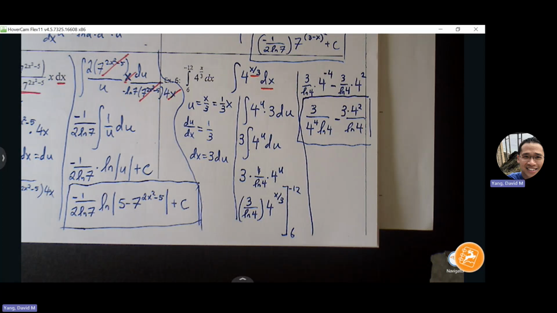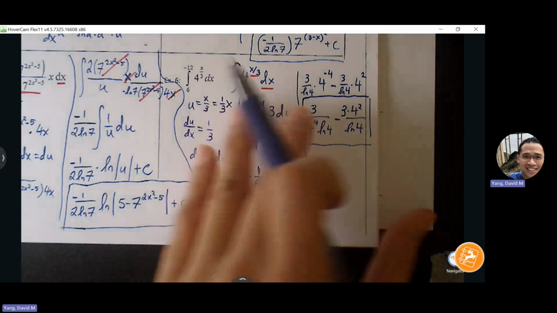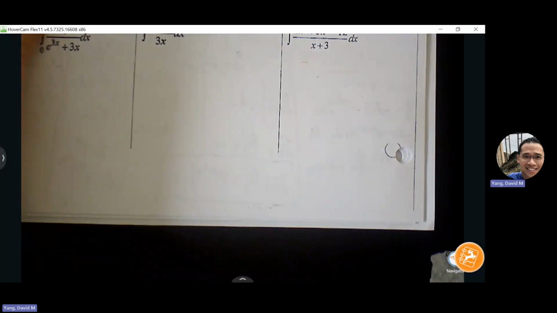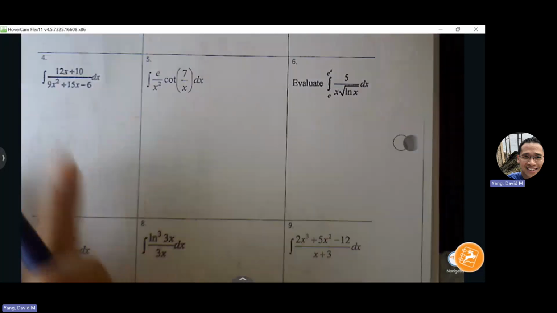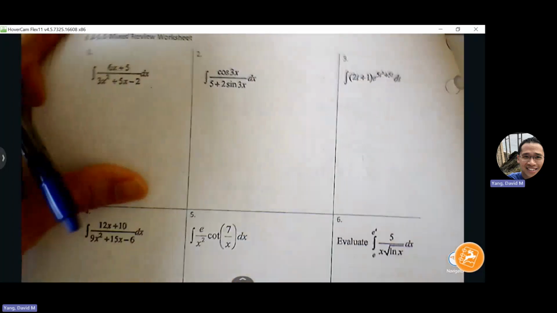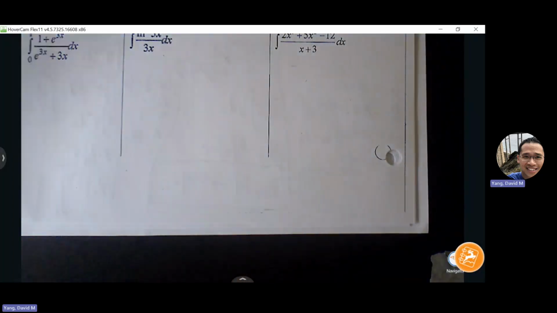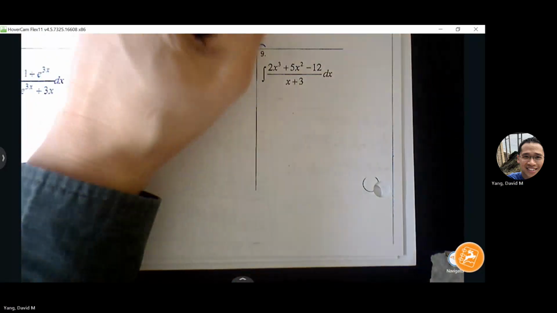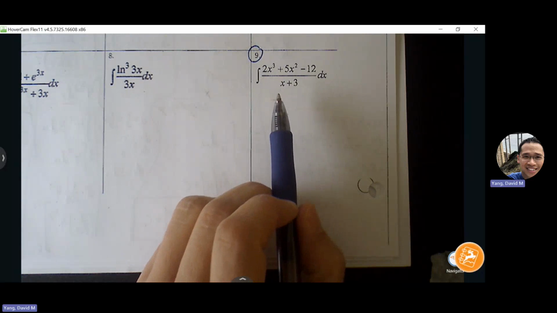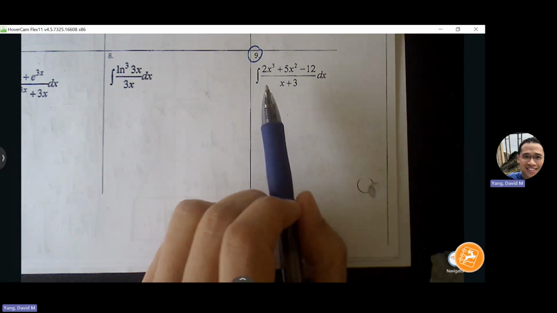Okay, let's go to the back page. A lot of use substitution problems here, but I do want to review a process that is kind of more unique. I want to go over number 9. So this is a review from a previous topic.